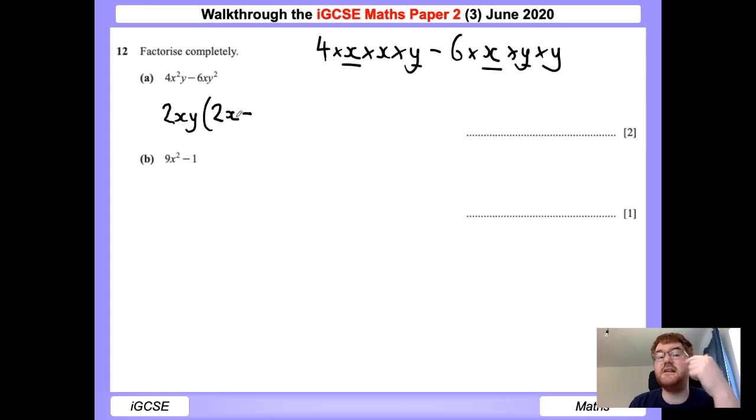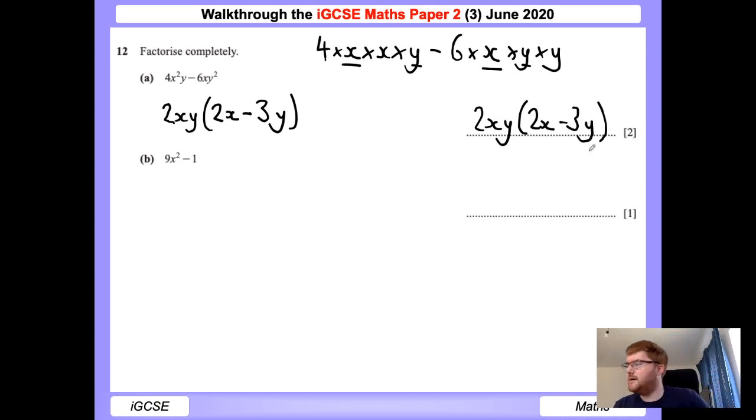And I do the same process here, but for the second term. So what do I multiply 2 by to get to 6? That's 3. What do I multiply x by to get to x? Well, just leave it. And what do I multiply y by to get to y squared? That will be y. So that's going to be my final answer of 2xy, open bracket, 2x minus 3y, for the 2 marks. And the next one, as I indicated, this is some kind of double bracket.